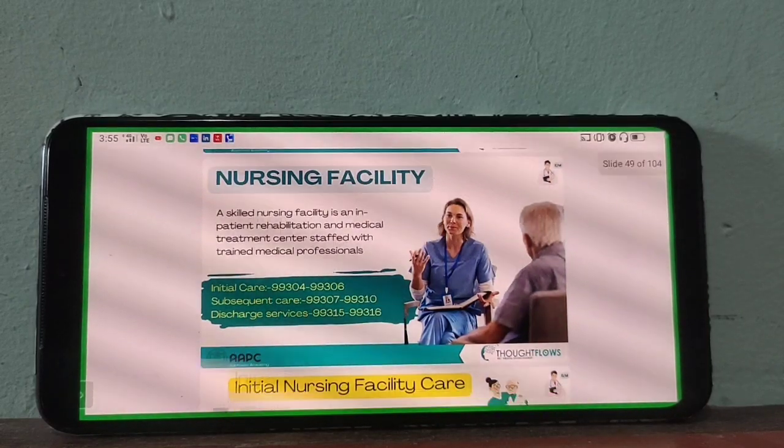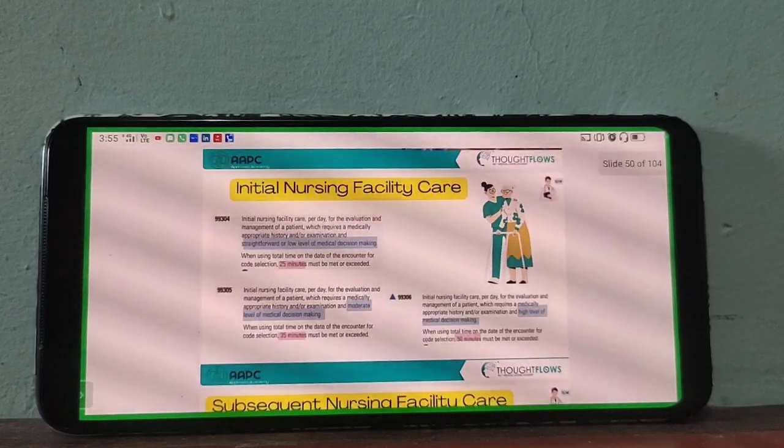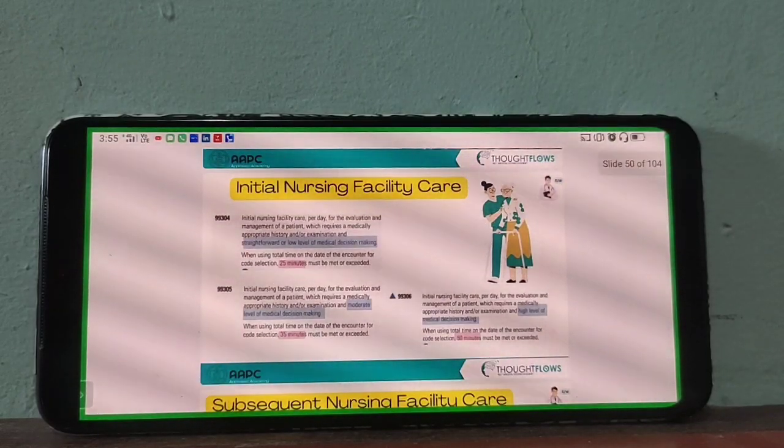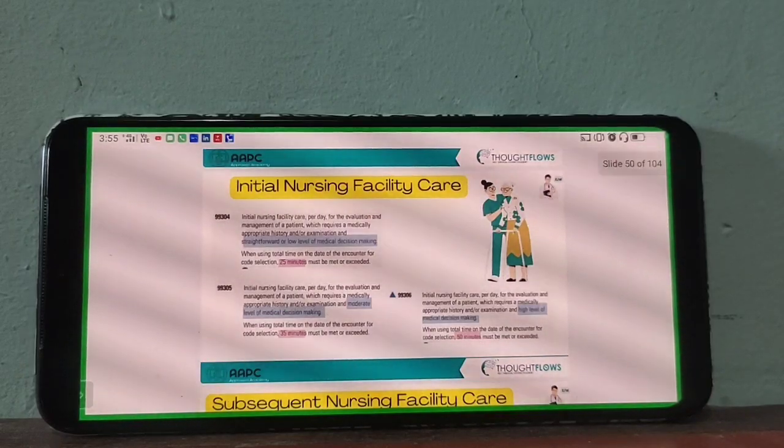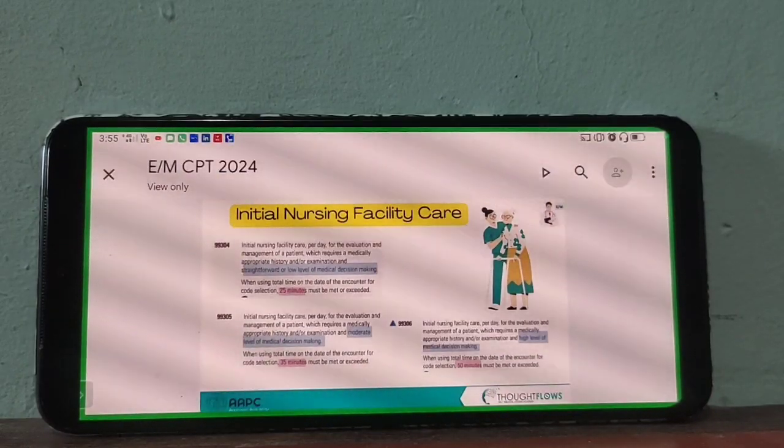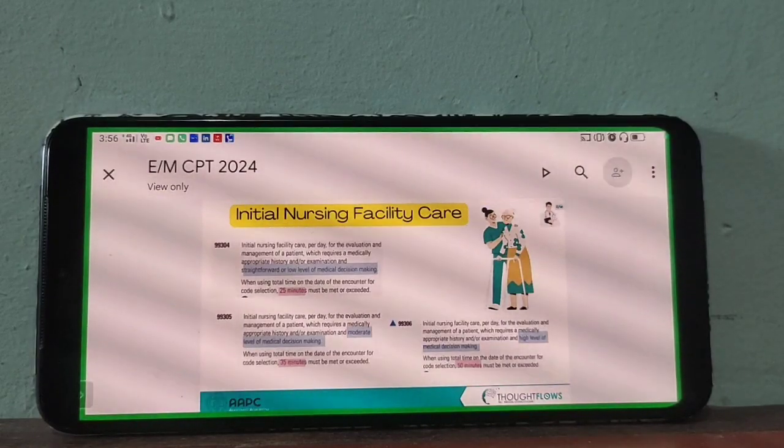You're just focusing on the facility. Here, in which facility does the patient receive the treatment? That's it. So 99304 for straightforward or low MDM, 25 minutes. 99305 moderate MDM, 35 minutes. High MDM, 50 minutes, 99306. These three code sections are for the initial day. On the day of admission, we should apply the code from these code sections based on the MDM.